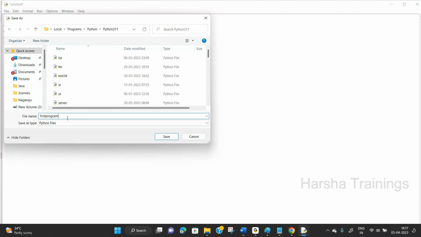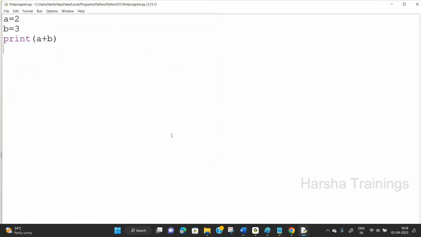Why? Because of the save as type. See this one, Python file. Why? Because I opened from IDLE. Here I am not opening the notepad. You understand my point? I am not opening the notepad. Anyway, we'll show you how to execute programs under notepad. Here you directly open the program by using IDLE. Automatically every file is a Python file. Now save. Okay, my program is saved successfully.